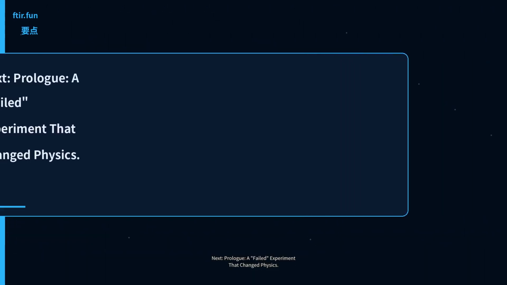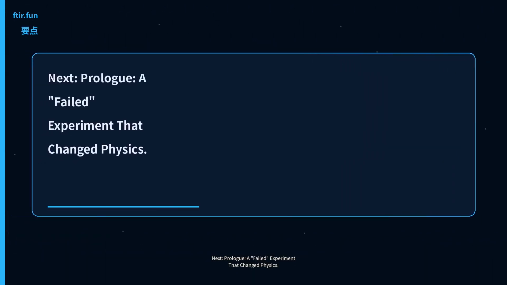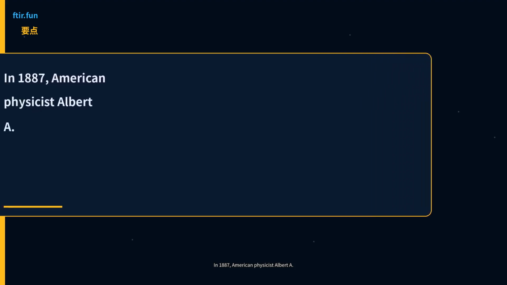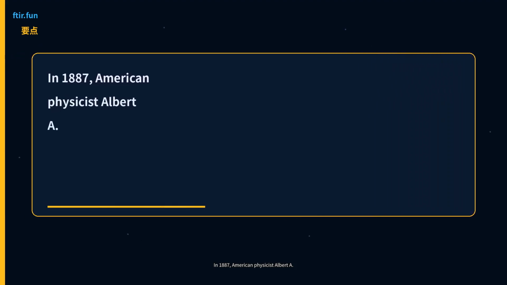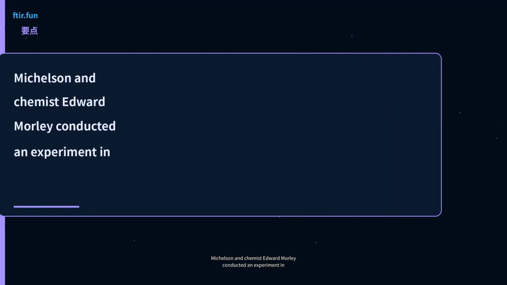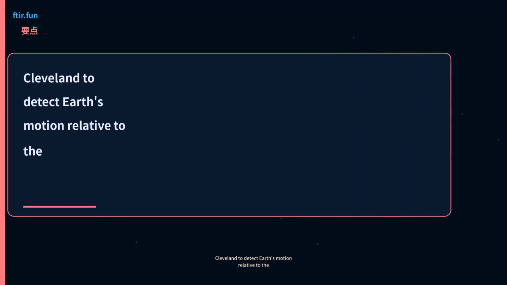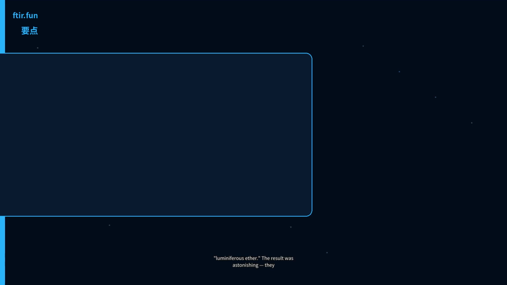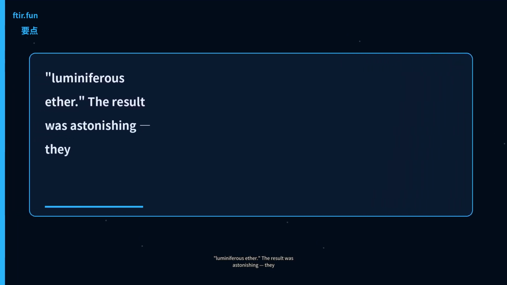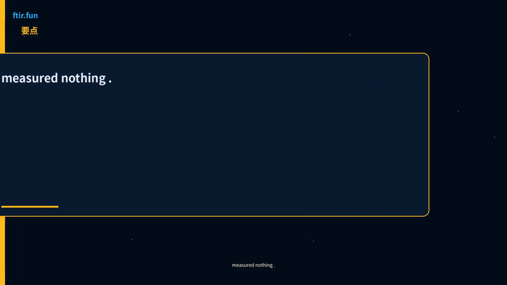Next, prologue, a failed experiment that changed physics. In 1887, American physicist Albert A. Michelson and chemist Edward Morley conducted an experiment in Cleveland to detect Earth's motion relative to the luminiferous ether. The result was astonishing. They measured nothing.